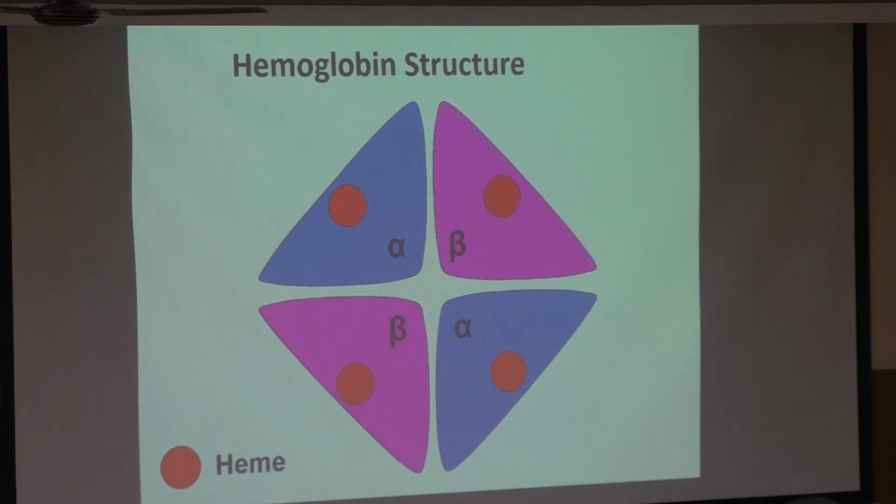Okay, because it is with each chain. Alpha 1 will have one heme, beta 1 will have one, alpha 2 will have one heme, and beta 2 will have one. So it contains 4. So it is a tetramer as well.